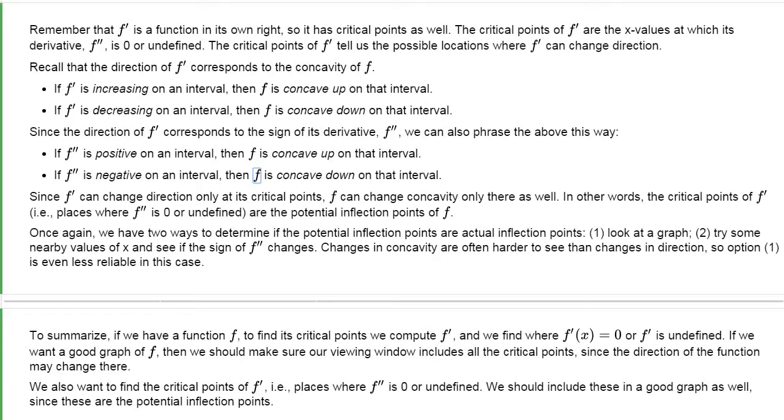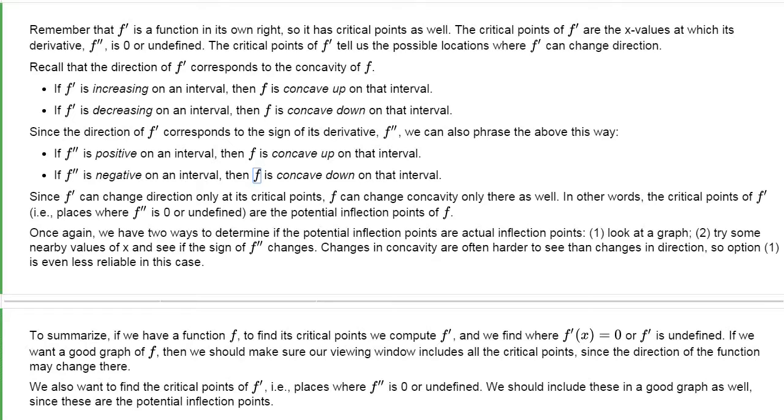That is, the critical points of f prime, or the places where f double prime is 0 or undefined, are the potential inflection points of f. Not necessarily inflection points, but potential inflection points. To see if it's an actual inflection point, we could look at a graph, or we could try some nearby x values. And again, the graph is not the best way to go, especially with concavity, because it's often hard to see changes in concavity.